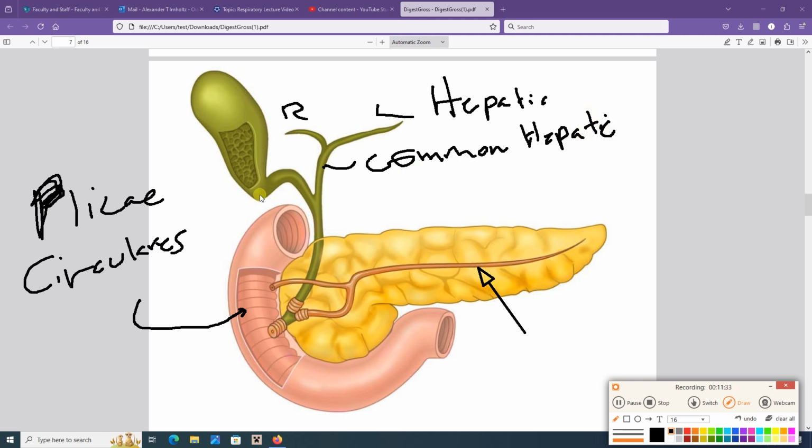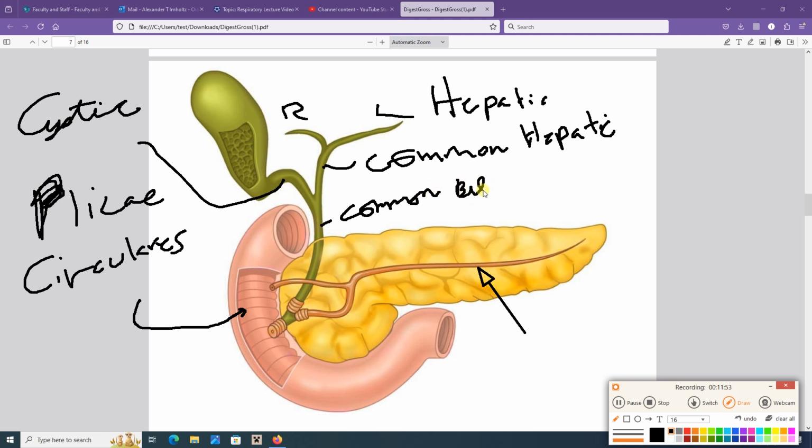And now coming out of my gallbladder, I have a duct called the cystic duct. And the cystic duct meets the common hepatic duct, and we get a duct called the common bile duct.